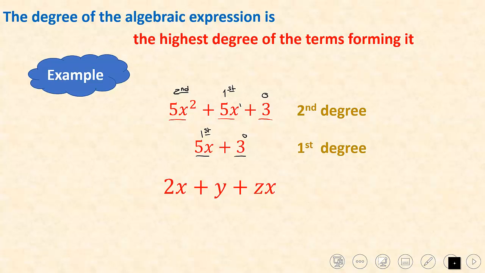2x plus y plus zx. We have here three terms. The first term is of the first degree. The second term, its algebraic factor is y, and y is to the power of 1, so it's of the first degree as well. And in the third term I have two algebraic factors, z, which has the power of 1, and x, which has the power of 1. So the degree of this algebraic term is the second degree.